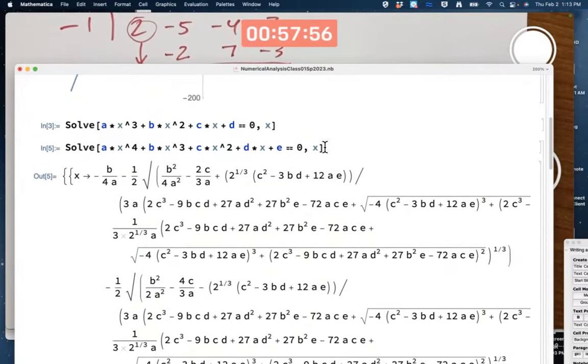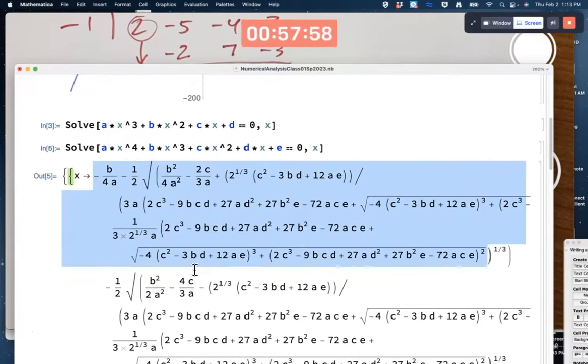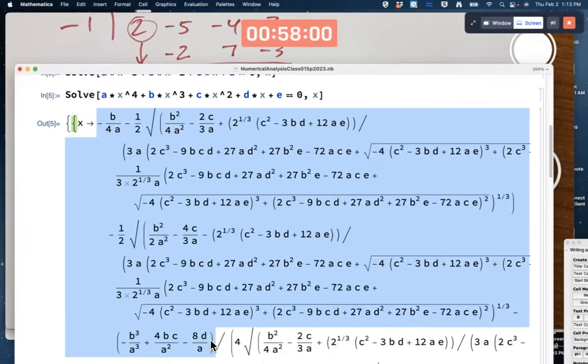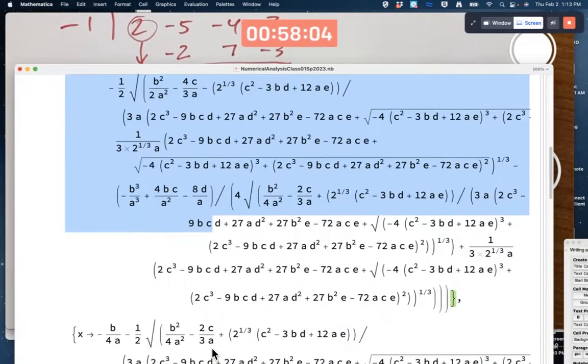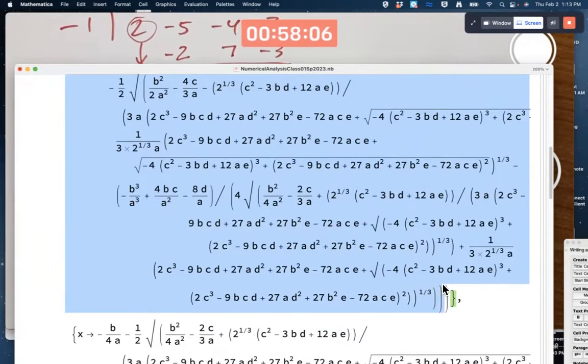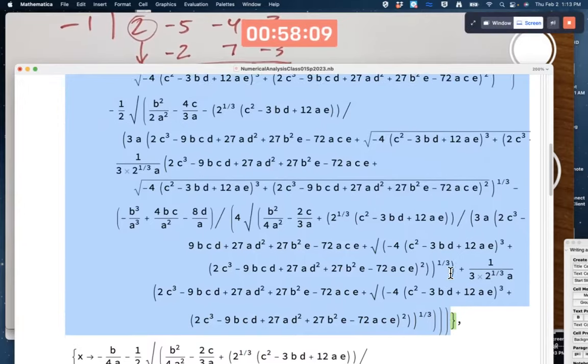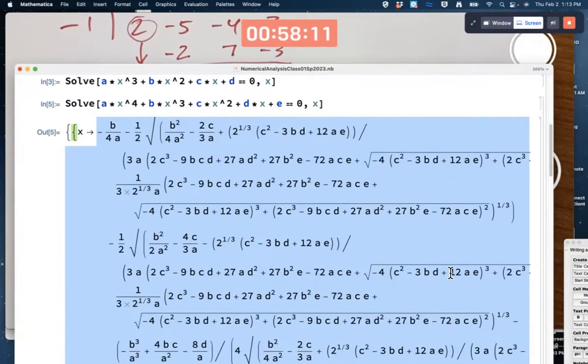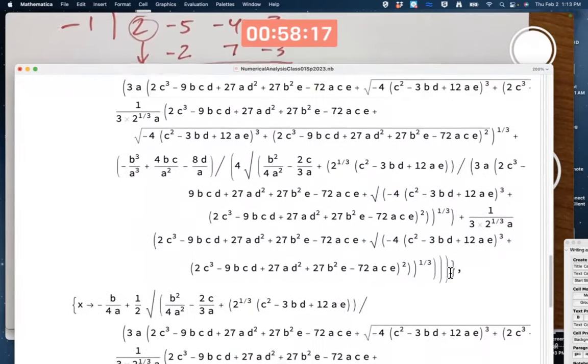And typically there are 4 solutions. Here's the first one. Where does it end? I'm not quite sure. It's not letting me scroll. Oh. There's the first one. That's the first root of a general fourth degree polynomial. There's a second, third, and fourth one. Whoa, what about a fifth degree? What about a quintic?